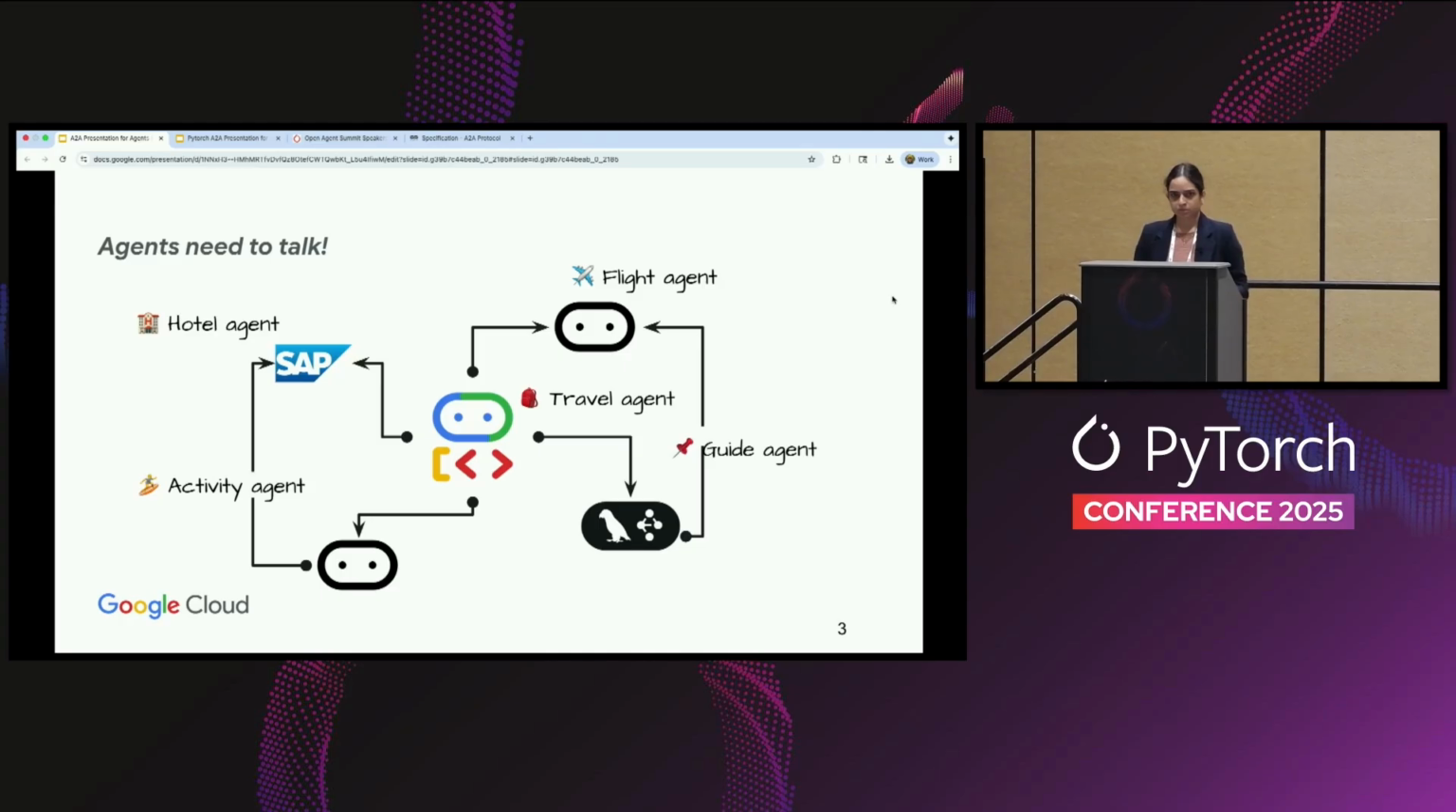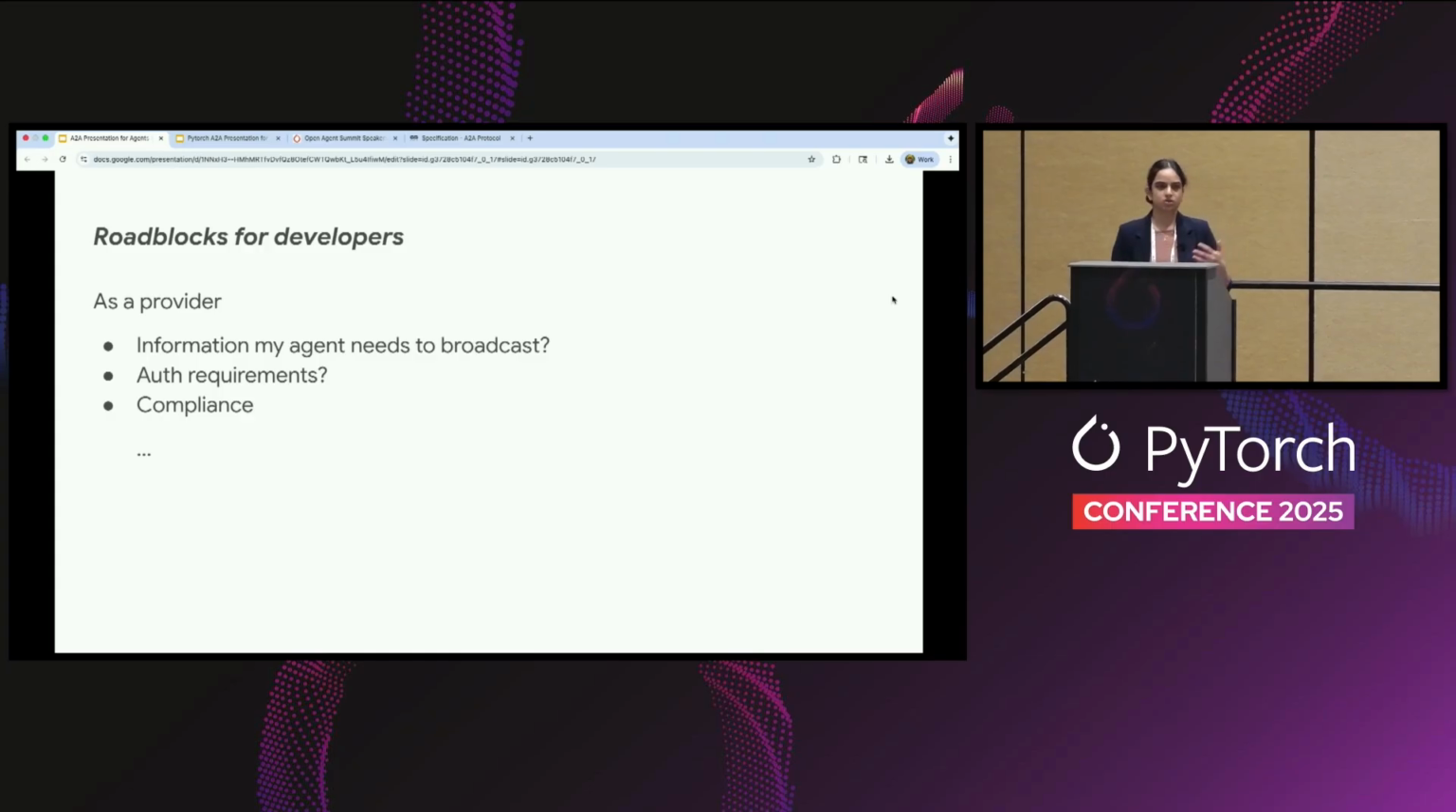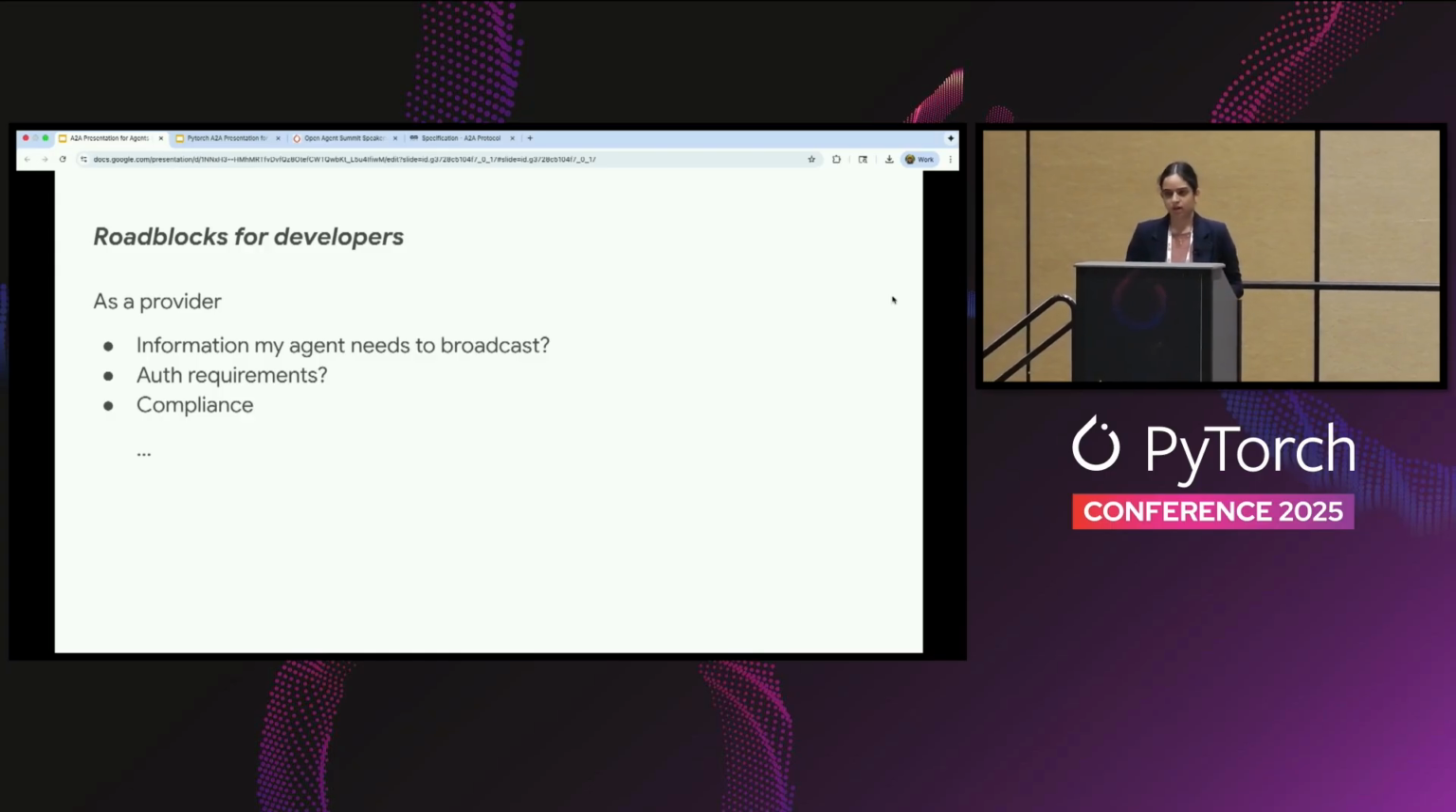But as developers, instead of thinking about functionality of these different agents, you often find yourself asking questions like which frameworks these agents are built on, how are they hosted, how do you discover them dynamically at the time of orchestration, and so forth. And then if you're a provider of these agents, let's say you're a provider of a flight agent, you keep wondering, how are you going to broadcast information about your flight agent? How are you going to let other agents know that you have certain auth requirements?